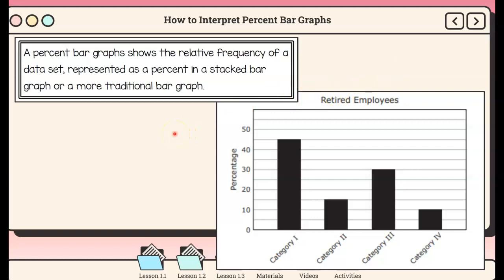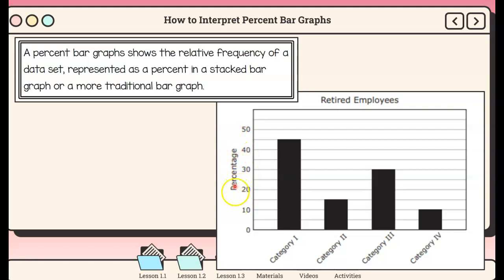So, how to interpret a percent bar graph? A percent bar graph shows the relative frequency of a data set, represented as a percent in a stacked bar graph or a more traditional bar graph. Okay? We're going to call this the traditional bar graph. So we have our title, retired employees. Over here it says percentage.